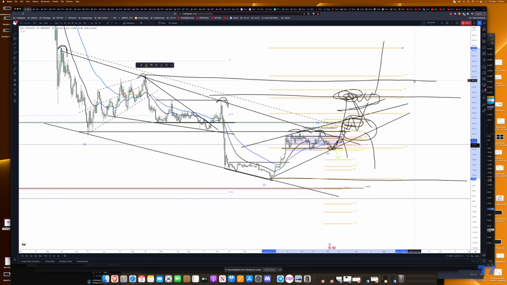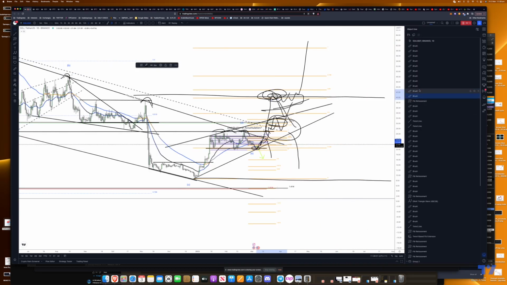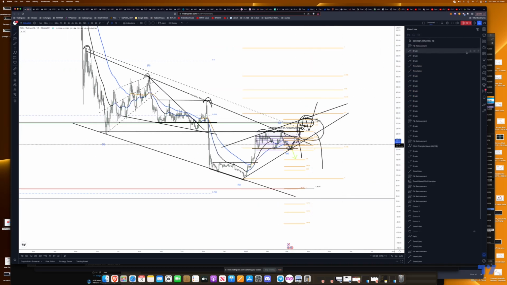Yeah, that is a 786 there, roughly. So everything sort of lines up, and we just got to take it as the charts give us clues. We've got the bullish and the bearish scenario, as you can see. If we were to break up, let's see how we go here for a sec. Let me just get rid of this stuff.